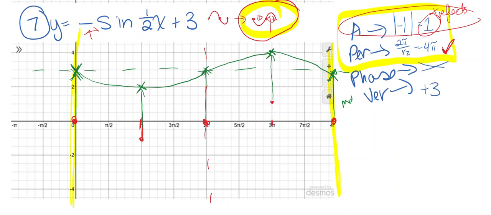Okay, so do the check again. Is it stretch 4 pi units? Sure is. Is it amplitude of 1 from the midline? So now I'm checking. There's 1. Here's 1 unit, but it's reflected. And then I shifted it up 3 units. So that looks good.